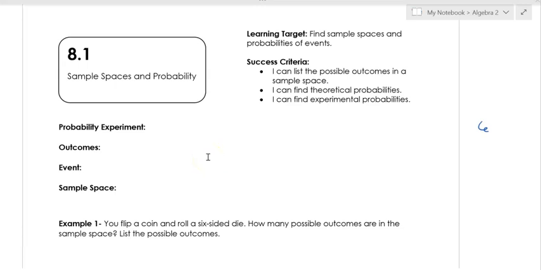Okay, these are the 8.1 sample spaces and probability notes. So first let's start with a little bit of vocabulary. A probability experiment is an action or a trial that has varying results.